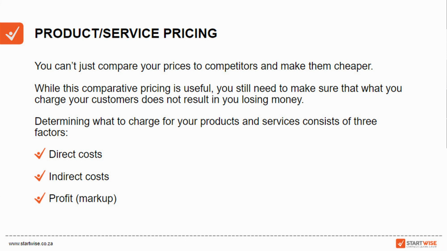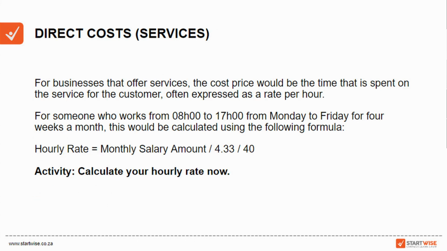So I've said here that determining what you actually need to charge for your products and services consists of 3 factors. So the first one is direct costs, which I'll be explaining to you. You also have your indirect costs, and then you have your profit or your markup that you'll be adding. So the first one, if we look at direct costs, and I've just separated products and services because they're a bit different. But for businesses that offer services, the cost price will be the time that you spend on the service for the customer. And often this is expressed as a rate per hour.